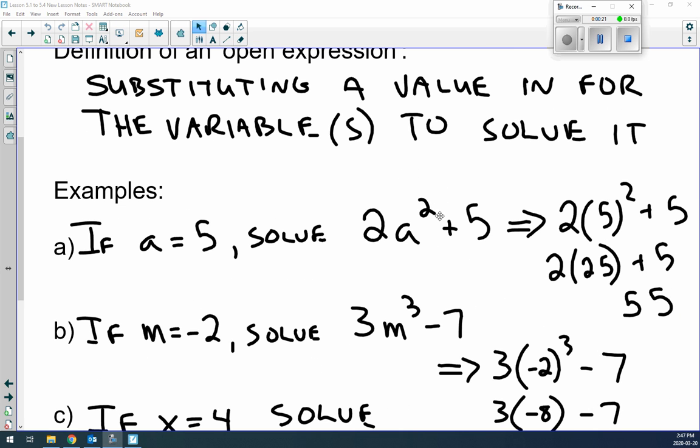We got 2a squared plus 5, right? And we're going to substitute in a equals 5. So we put the 5 squared, right? Do that first. Remember, BEDMAS is always in play. So 5 squared, 25, times 2, 50, and then plus 5 is 55.